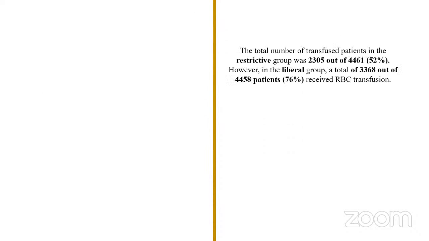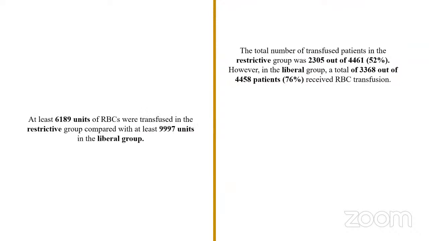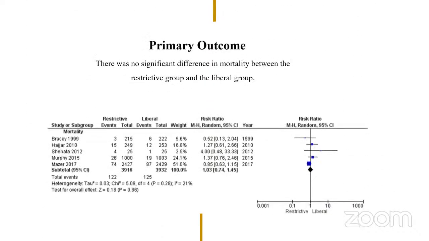The total number of transfused patients in the restrictive group was 2,300 out of 4,400, which accounts for almost 52% of them. However, in the liberal group, a total of 3,300 out of 4,400 received RBC transfusion, which accounts for almost 76%. At least 6,000 units of RBCs were transfused in the restrictive groups compared to almost 10,000 units in the liberal group. The median number of units transfused per patient ranged between 1 to 4 units.